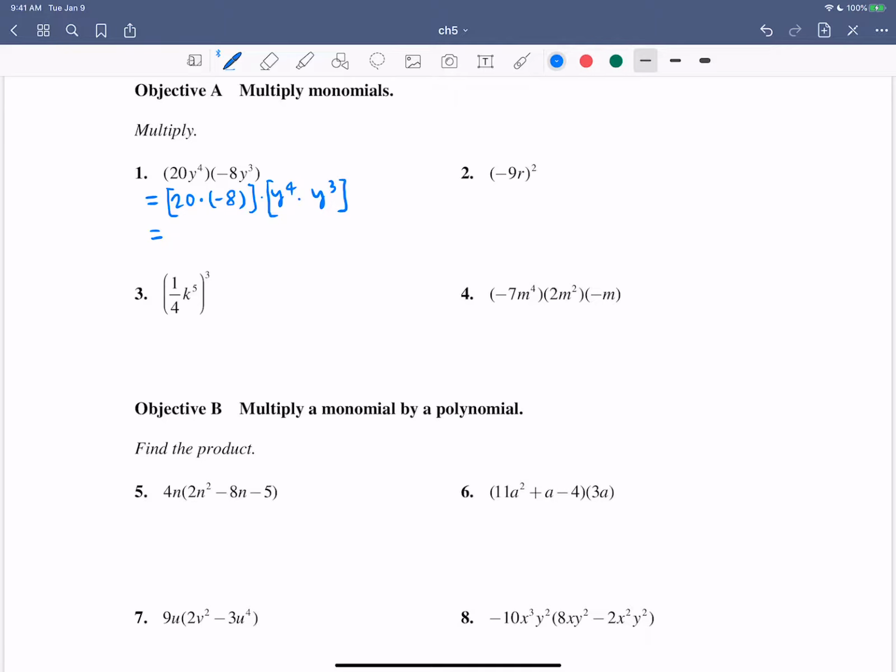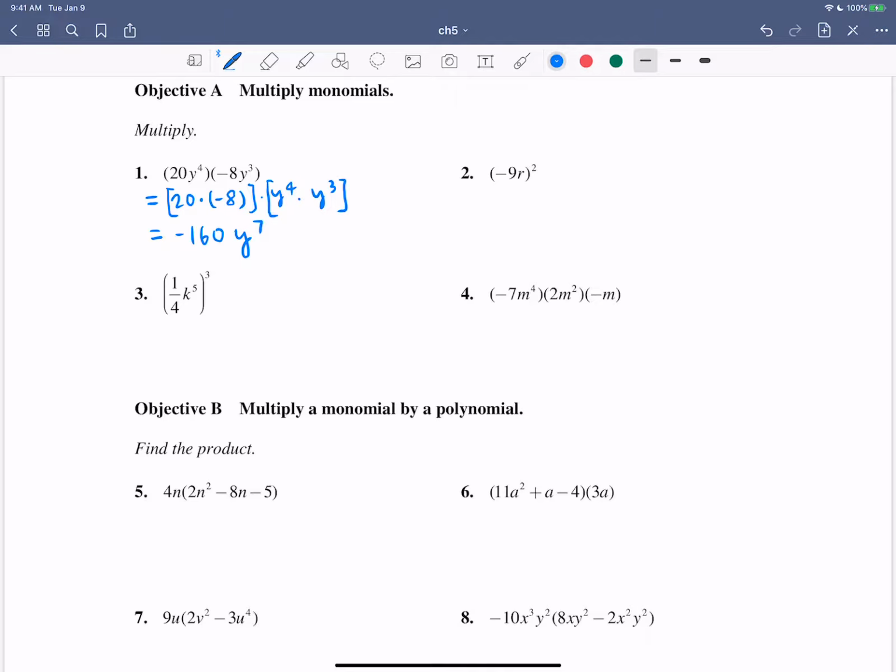20 times negative 8, that's negative 160. Y to the 4th times y to the 3rd. We apply the product rule of multiplying exponents: keep the base, add the exponents, we get y to the 7th. And that gives us the result of the first product.